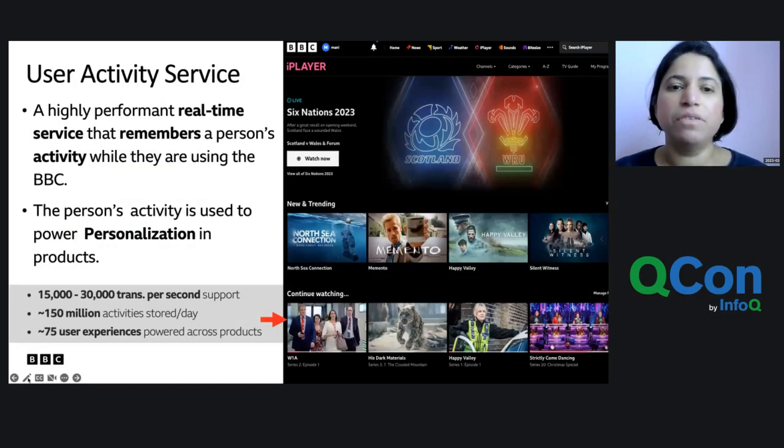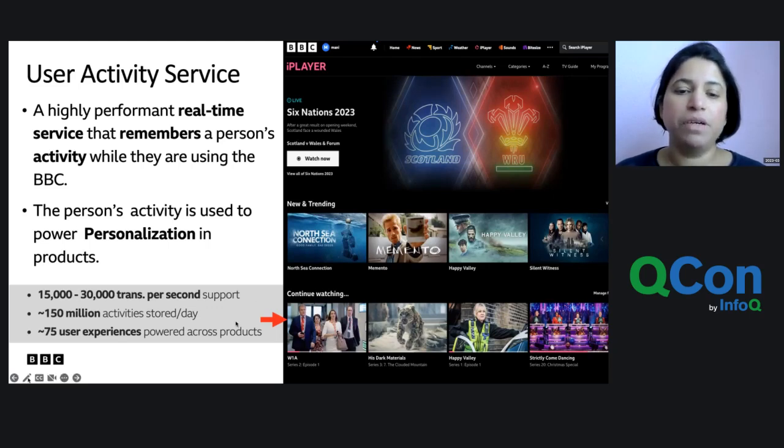User Activity Service, also called UAS, is a highly performant real-time service that remembers a person's activity while they're making use of the BBC. So it allows for the collection of the user's activities and the retrieval of those activities to drive or provide a personalized experience to that user. On the right-hand side, I have a screenshot of the iPlayer homepage. The second rail here, the continue watching, shows you the list of the programs that are being watched by this user along with their watching progress.